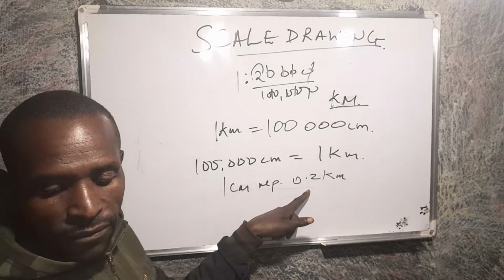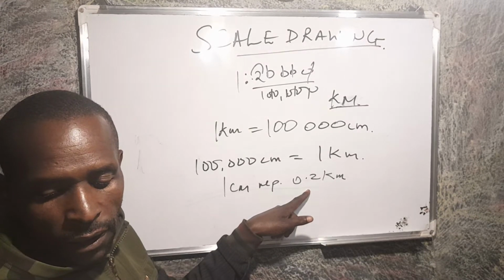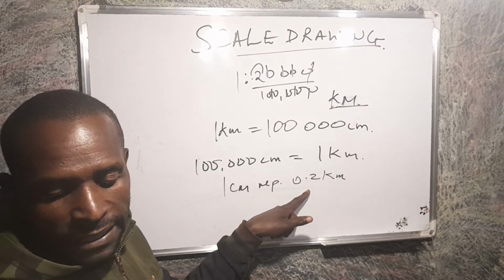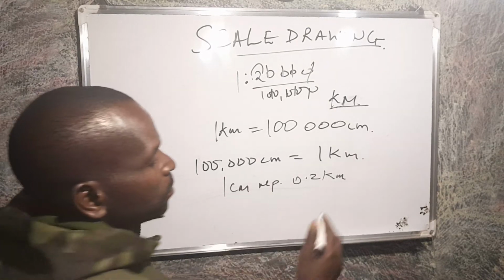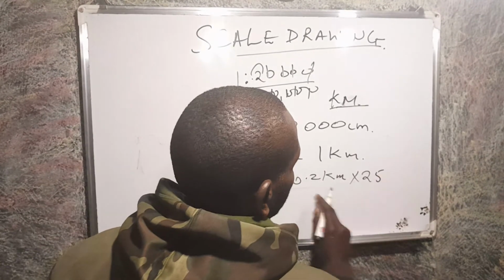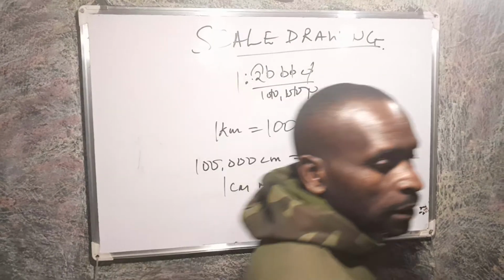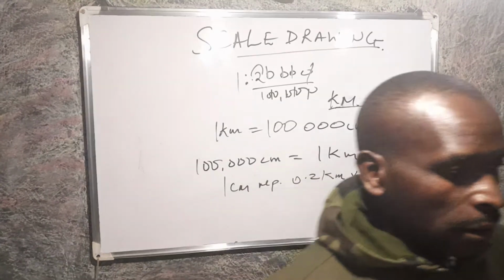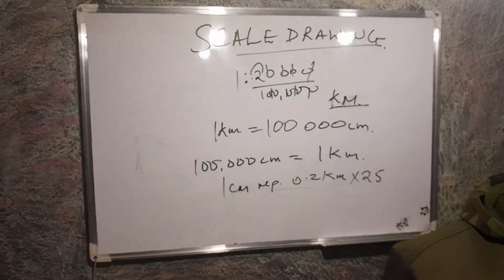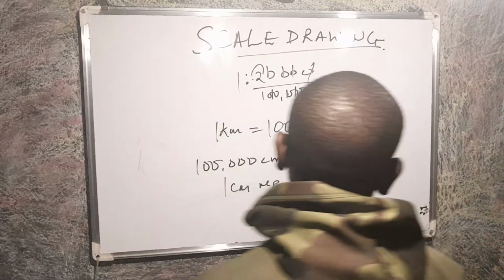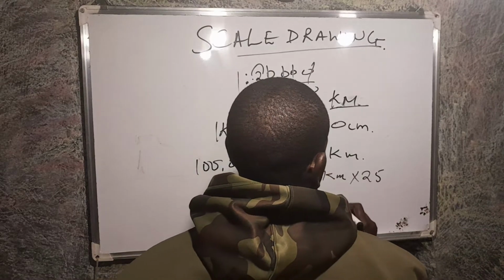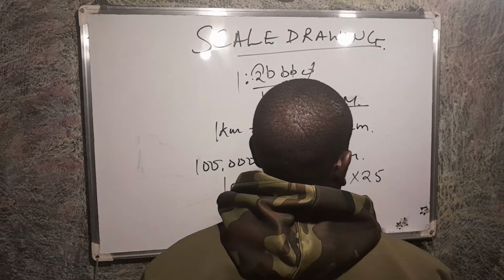What do you do with this one here? Multiply with the length that you are given. Because we are told, what is the distance in kilometers of a road which is 25 centimeters on the map? So you multiply by 25. It is going to be 5 kilometers. Yeah, 5 kilometers.